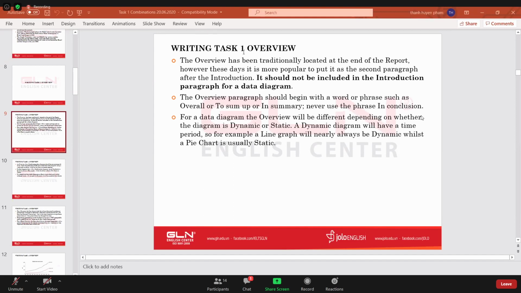Then for a data diagram, the overview will be different depending on whether the diagram is dynamic or static. So a dynamic diagram will have a time period. So for example, a line graph will nearly always be dynamic, while a pie chart is usually static.